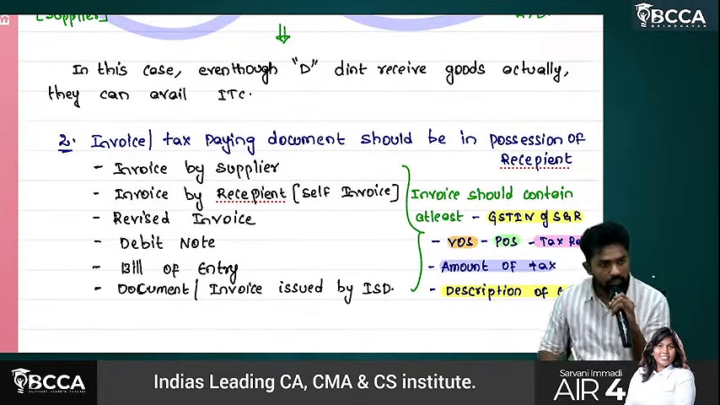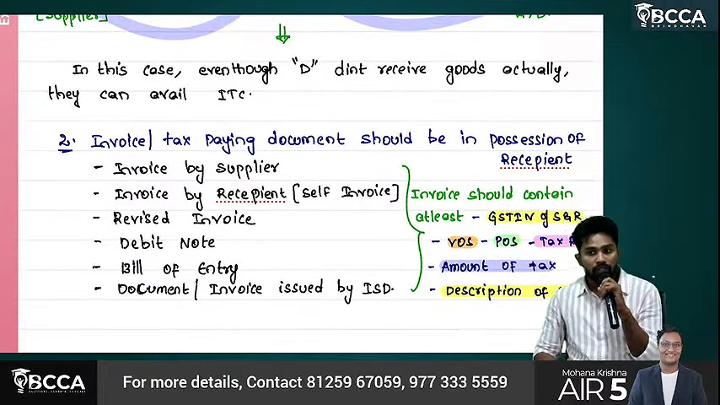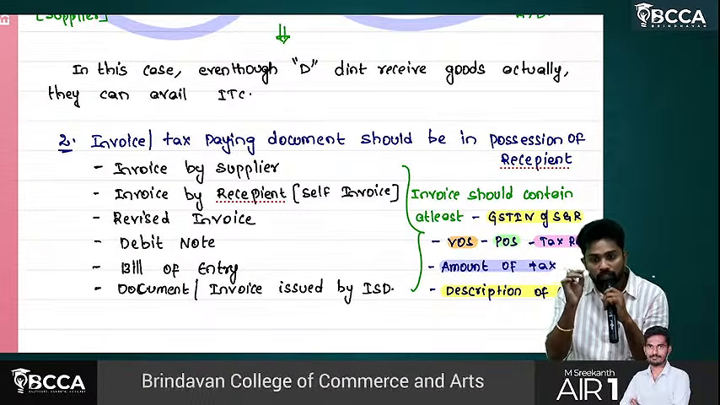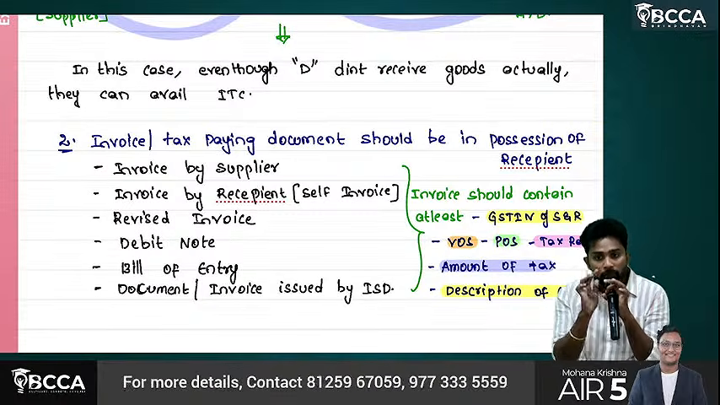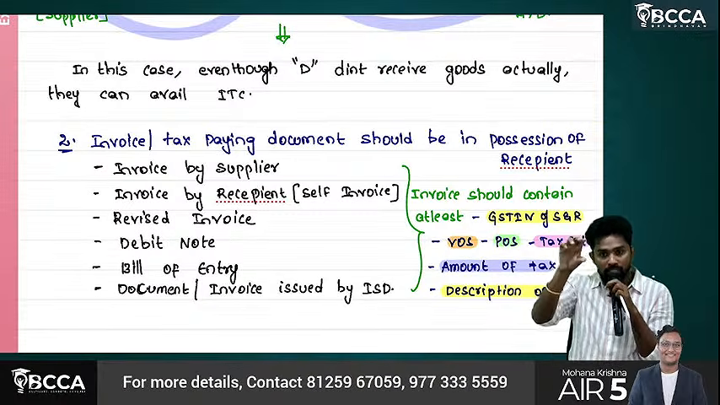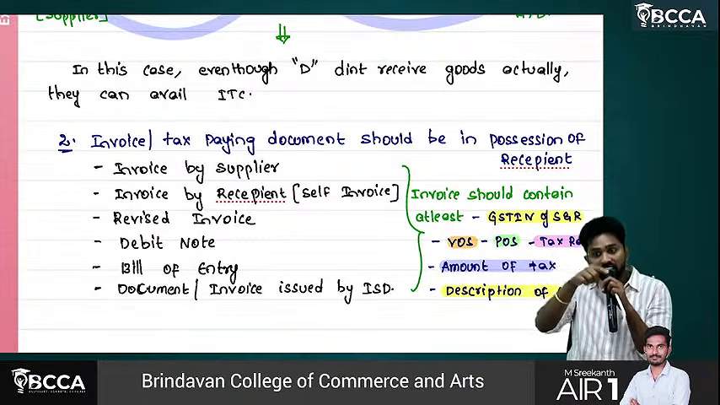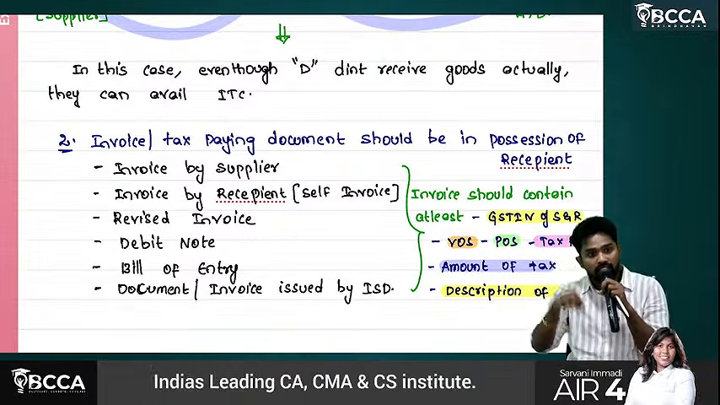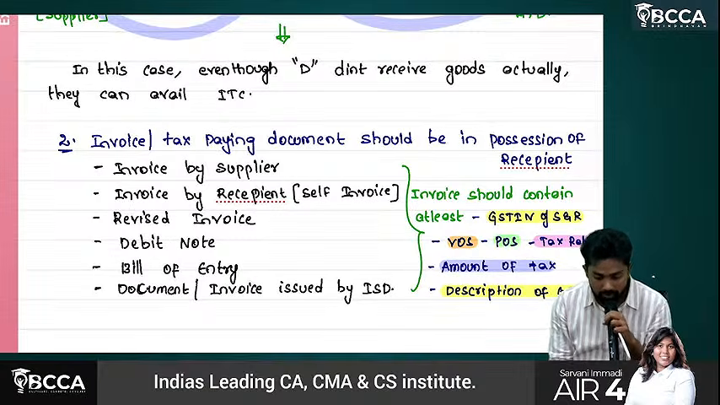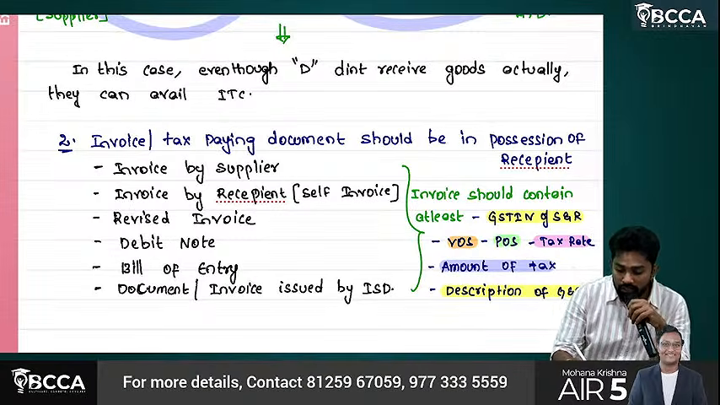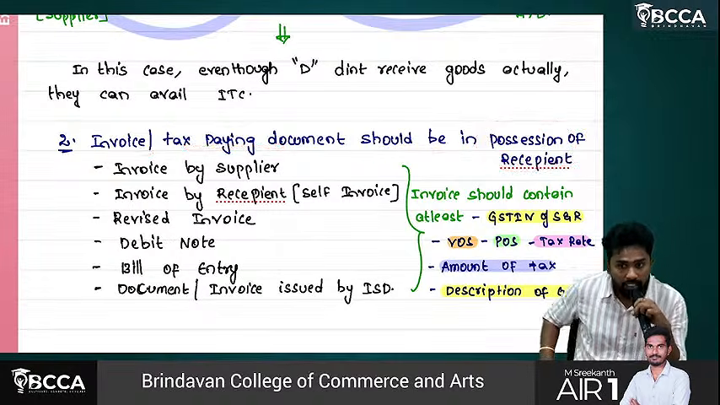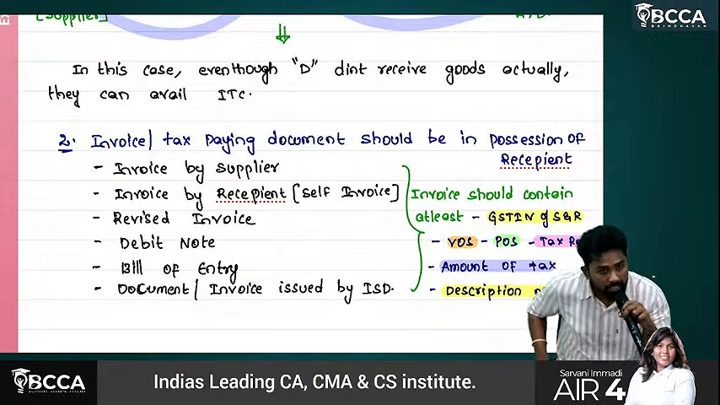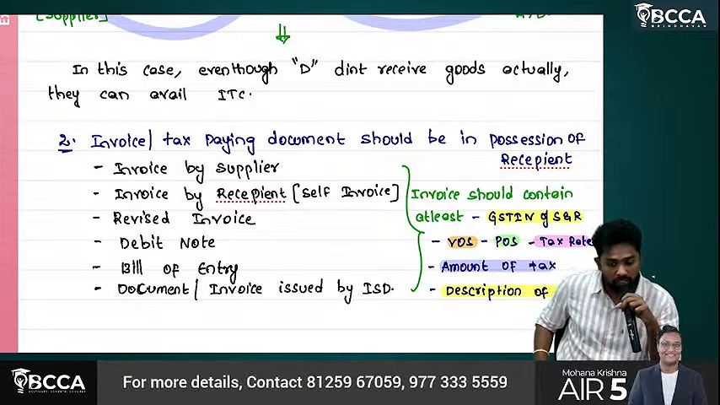Then the first one is what, sir? First condition, goods must be received. Only when the goods and services are received, ITC can be availed. Only one exception is there. What is that? Bill to ship to model. The third party is there in between. That third party, even though he didn't receive goods, can still avail ITC. Okay. Then the invoice or tax paying document should be in possession of the recipient.